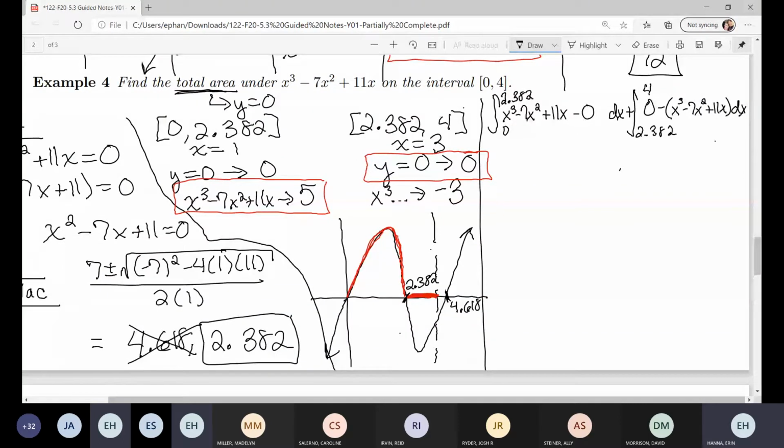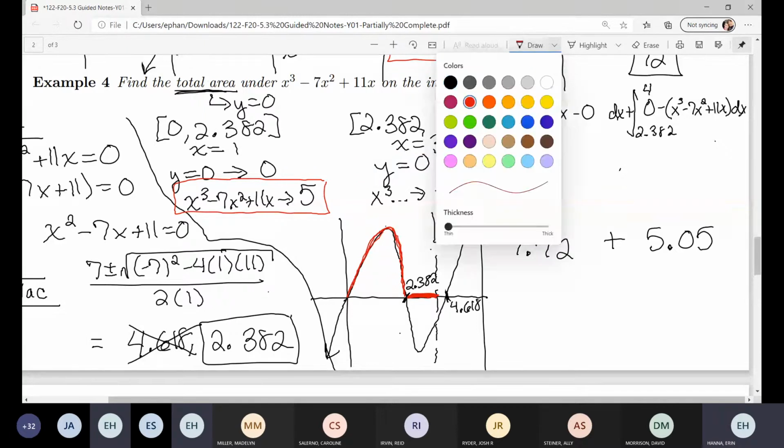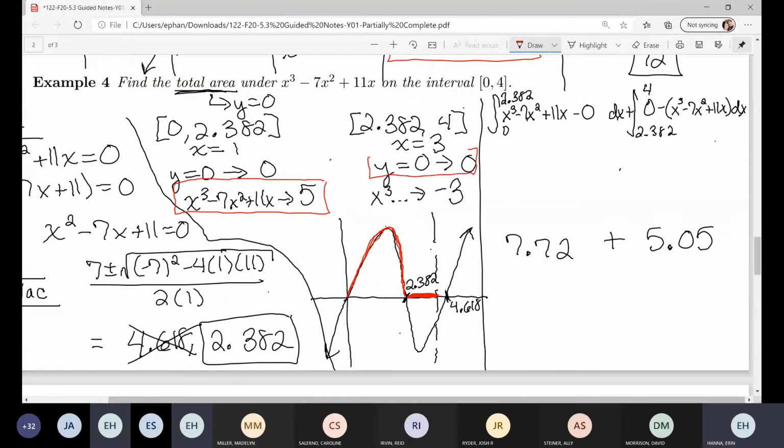Now, of course, again, at this point for these area types of questions, you can just plug those into your calculator. If you do so, you should get 7.72 and then 5.05. Well, let me go ahead and write down the antiderivatives in case anyone's doing the antiderivative way. Let me move this a little bit. There we go.